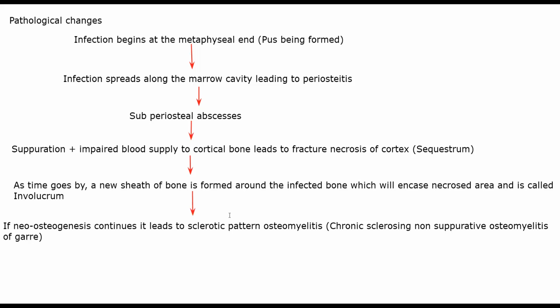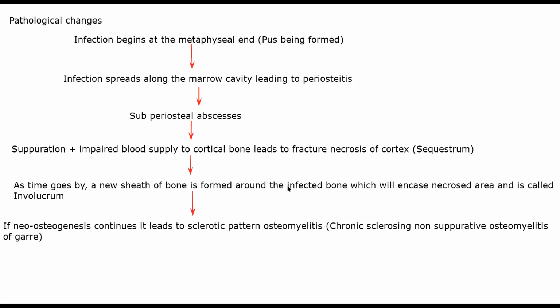Now, if new osteogenesis, this new bone formation continues, it will lead to a sclerotic pattern. So there will be sclerosis in that area, hardening in that area, and that whole condition will be called chronic sclerosing non-suppurative osteomyelitis of Garré. Okay? This is the common sequence of pyogenic osteomyelitis. Sometimes instead of bone being formed, you will have new fibrous tissue or granulation tissue covering the necrotic area that will form Brodie's abscess. Yeah, sometimes you can have osteomyelitis of vertebral column. Okay? Vertebral bodies will get affected by osteomyelitis.